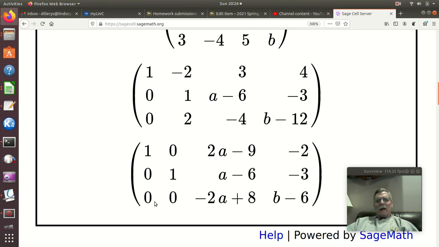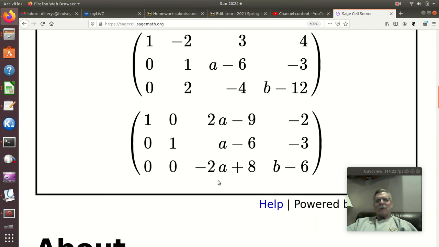And now, though, I can begin to answer the question. So what would make this inconsistent? At this point I have these variables, and what would make this inconsistent would be if this -2a plus 8 is 0, but b minus 6 is not. And so to be inconsistent, we would have a equal 4, because that would make this 0, and b not equal to 6.